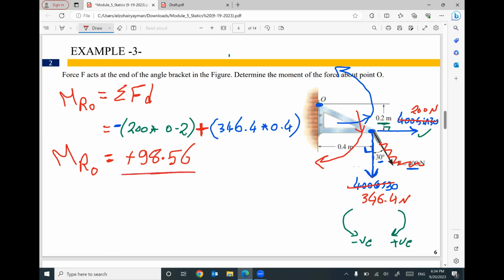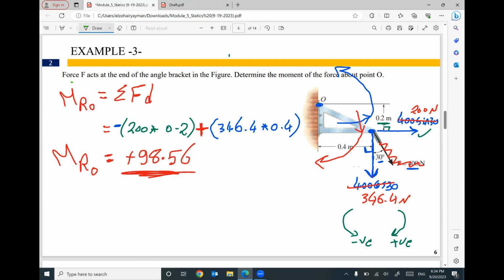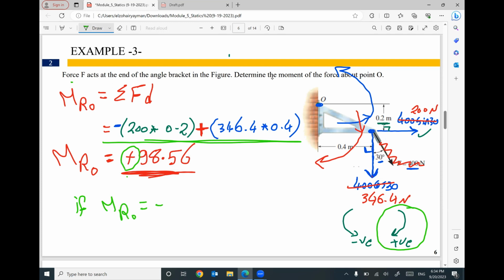What do you think? Will this resultant moment be clockwise or counterclockwise? Any answer? Since the final value from this calculation is positive, that means the direction of the resultant moment will be positive. Does that make sense? If the final value of the resultant moment is negative based on the calculation, that means the direction of this moment will be counterclockwise. Does that make sense?